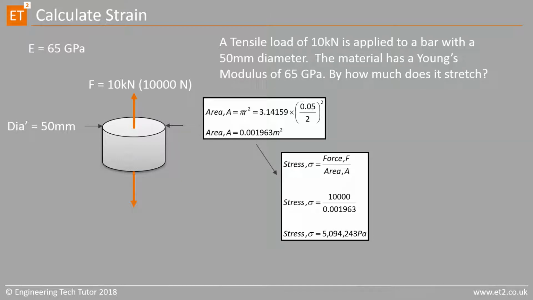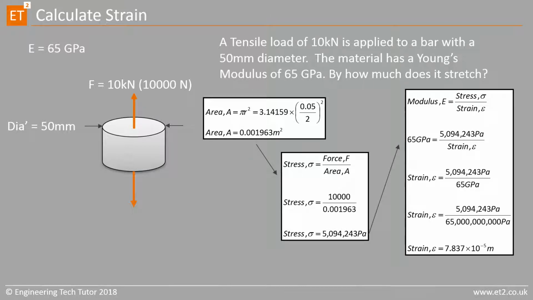Good. Okay, let's move now on to the stress. So we have force and we have area. We know the force is 10 kilonewtons or 10,000 newtons. Again, we're careful to make sure we use newtons in the calculation and not kilonewtons. We divide by the area we just calculated, and that gives us 5,094,243 pascals, or to put it a slightly simpler way, 5 megapascals. But I'm not going to convert it now into megapascals because we're going to use it in a minute in pascals. I don't want to mix up the units, otherwise we'll fall foul of an error.